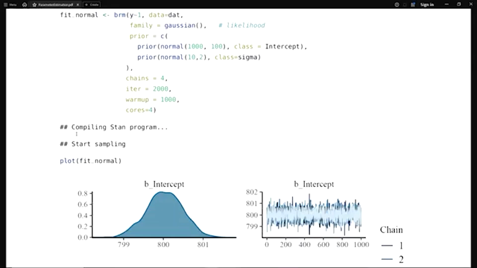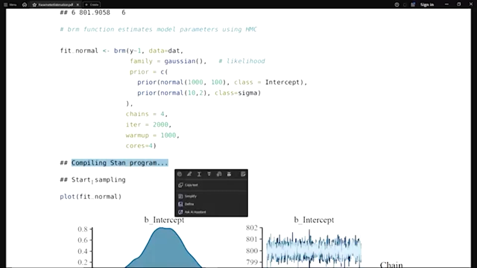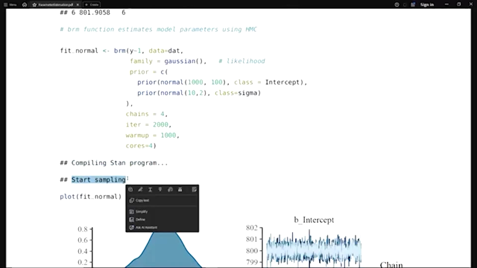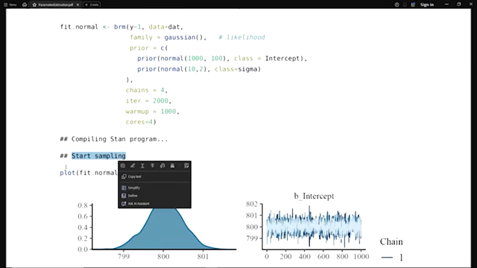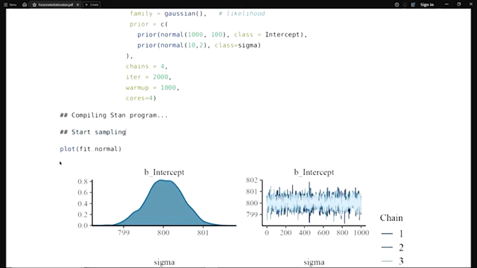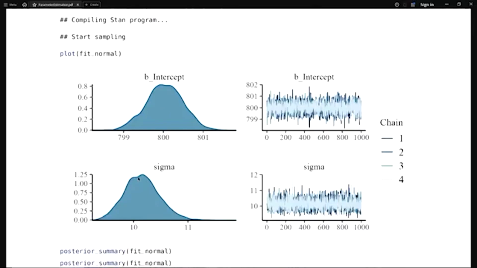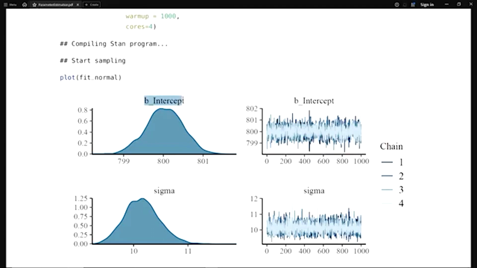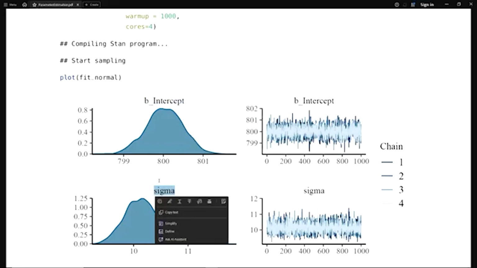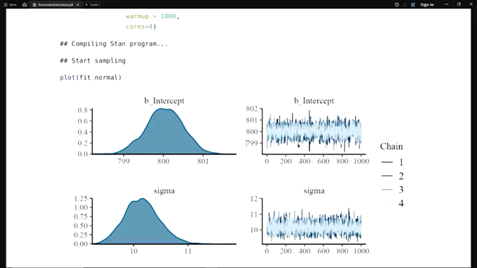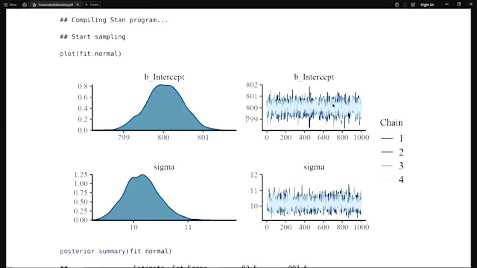Okay, so it will show these messages that it is compiling the Stan program, which is a probabilistic programming interface in the background, and then it says it started sampling, and then finally when it is done you can plot this model fit object, and this will show you the posterior distribution of all the parameters that you have. So this was the posterior distribution for parameter mu, this is the posterior distribution for parameter sigma. Okay, these plots are the trace plots, they show whether chains are mixing well or not. Okay, so these are trace plots for the chains, chain 1 to 4. Okay, and this is really good because chains are mixing well.